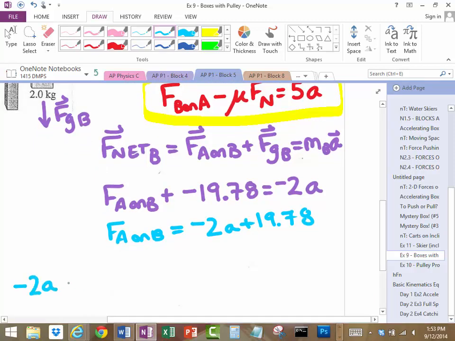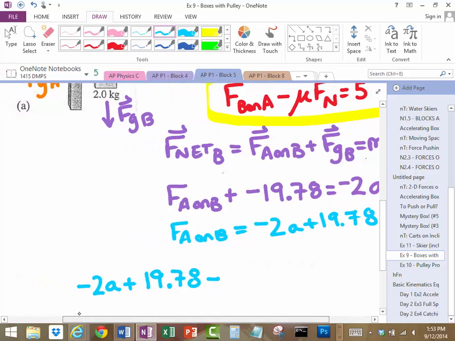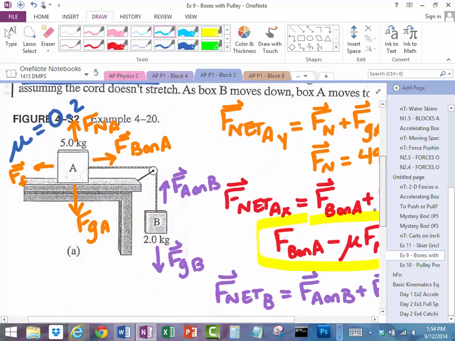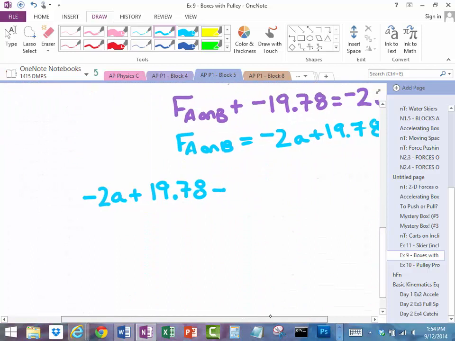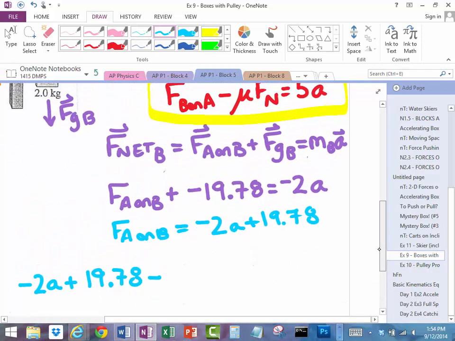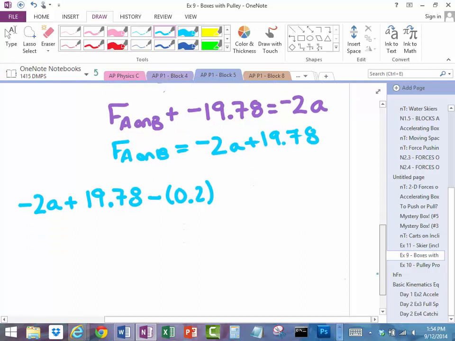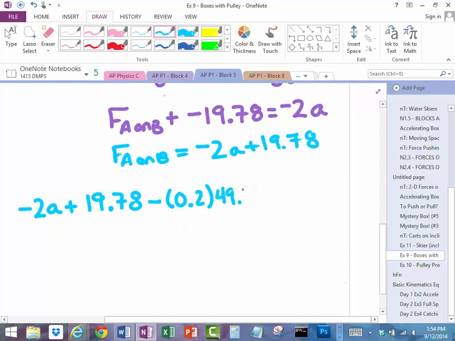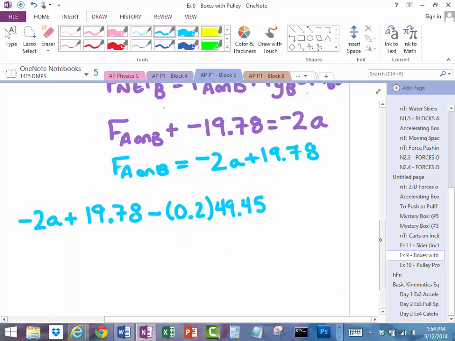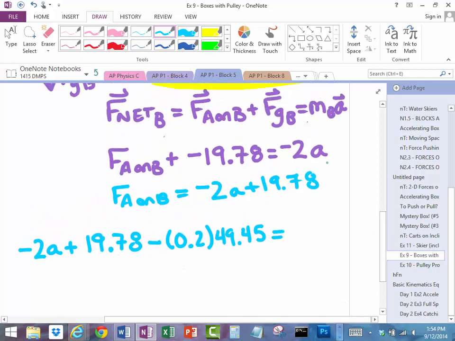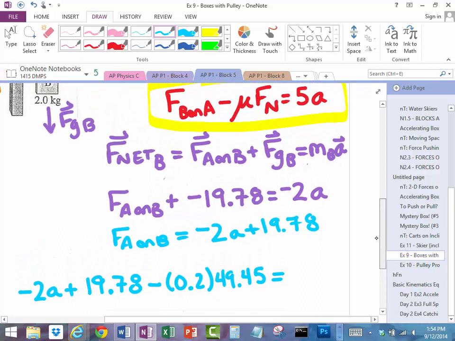Negative 2A plus 19.78 minus, well, this is really good, but what was mu again? Do you remember? 0.2 minus 0.2 times the normal coefficient. What? 49.45 is equal to 5A.